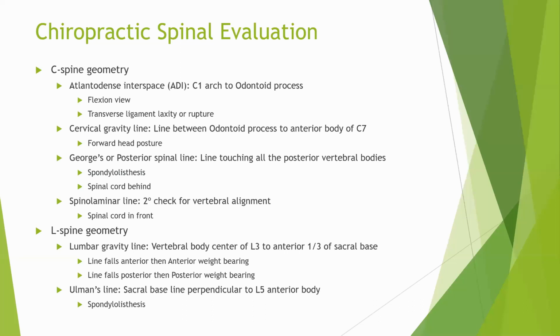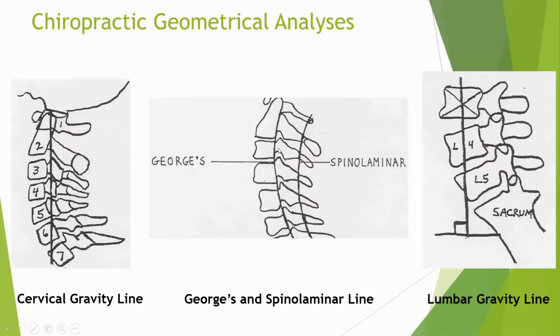Okay, now one of my favorites is called George's line, or the posterior spinal line. What is George's or posterior spinal line? It is the line touching all the posterior vertebral bodies. These are the vertebral bodies; anterior is towards our left, and posterior, where the spinous process is, is towards our right. When I draw a line connecting the posterior vertebral bodies like this, they should all match. Again, it's a lateral view of the entire spine.